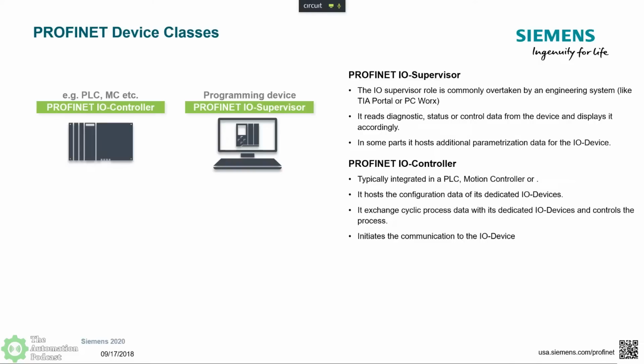Another device class is the PROFINET IO controller. The PROFINET IO controller is typically integrated in a PLC or in a motion controller. It hosts the configuration data of all devices which are dedicated to the IO controller. It initiates the communication towards the IO devices on the network. And it exchanges cyclic process data with all the devices and is controlling the process.